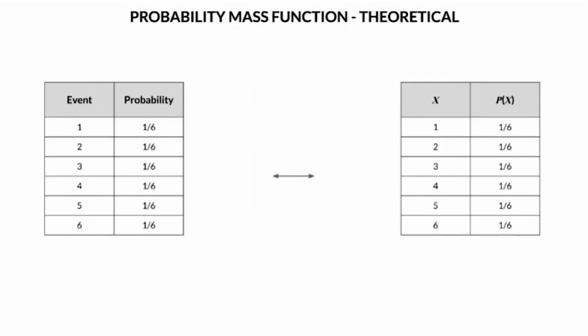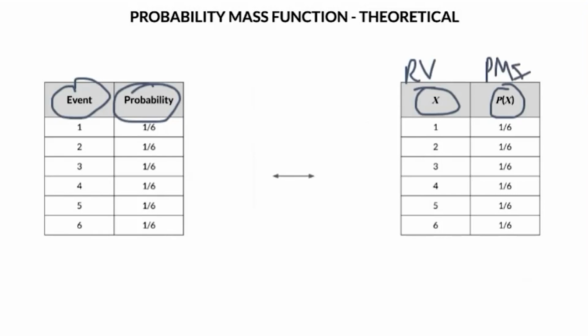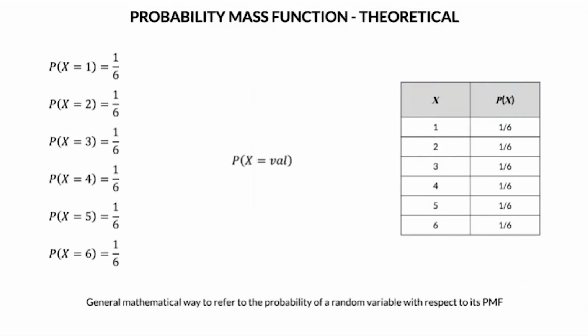So what did we do? We essentially went from event and probability to random variable, x, and its probability mass function p of x. As you can see, the tables are essentially the same. The only reason we did this is because we want to do computations. All right, so now let's actually put all of this into action, and we'll take up a simple experiment and try to investigate it.